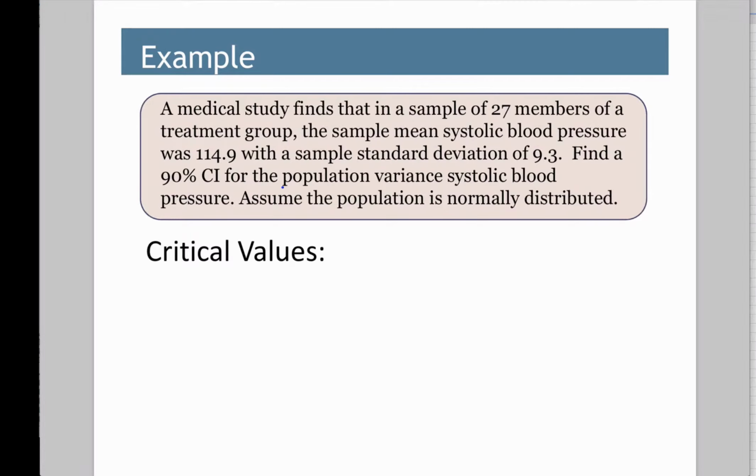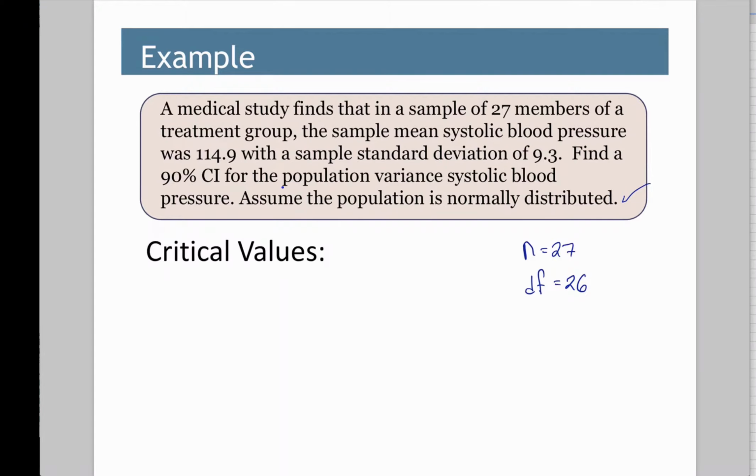So we got a medical study that finds that in a sample of 27 members. Okay, so first of all, n is 27. So by the way, that means the degrees of freedom is going to be 26. Anyhow, the sample mean systolic blood pressure is 114.9 with a sample standard deviation of 9.3. Find a 90% confidence interval for the population variance and assume the population is normally distributed. So that takes care of my conditions right there.